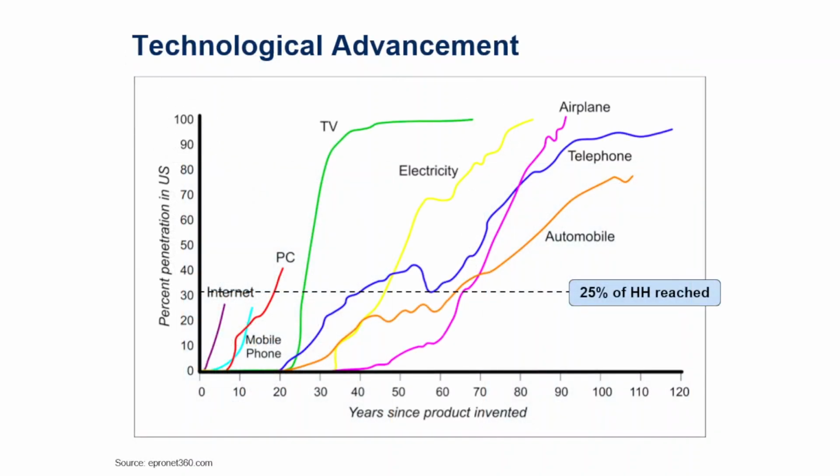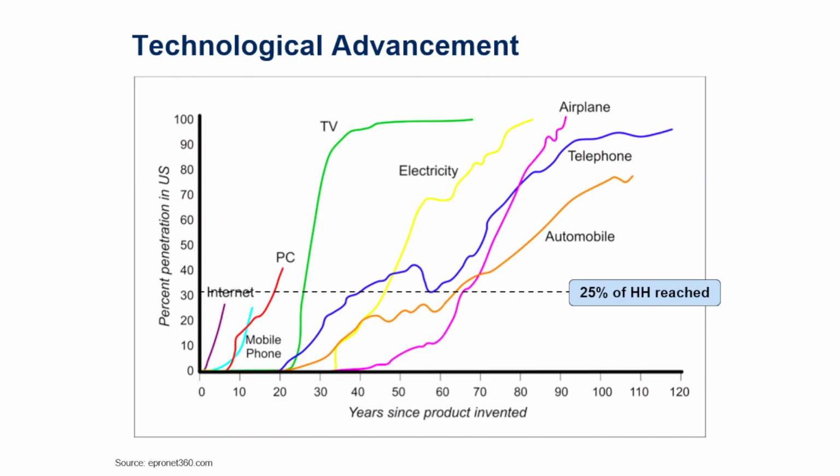When we're moving on to technological advancement, looking at household penetration rates of products, I think this is a good indicator to see how fast technological advancement is moving nowadays compared to a couple of decades ago. Take the automobile, for example. It took 60 years from the invention of the automobile to reach 25% of US households. The telephone was a little bit faster. There it took a little bit less than 40 years to reach 25% of US households.